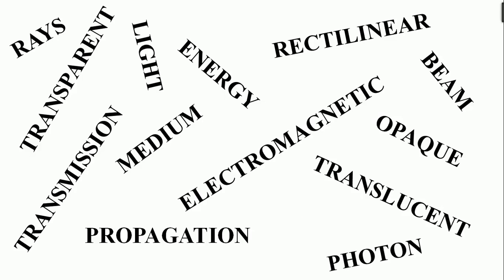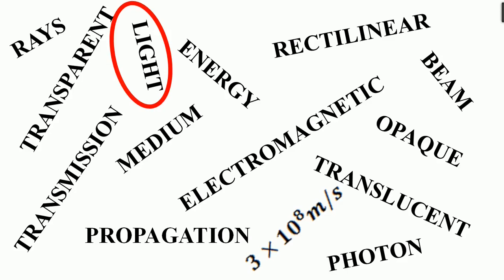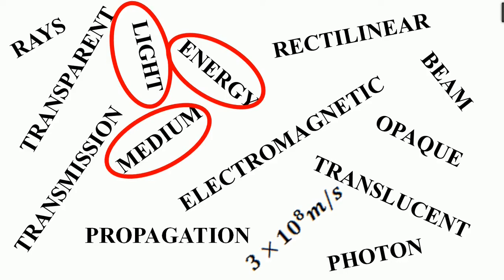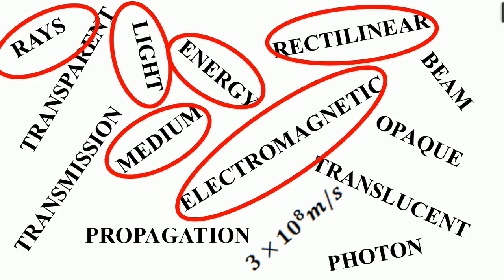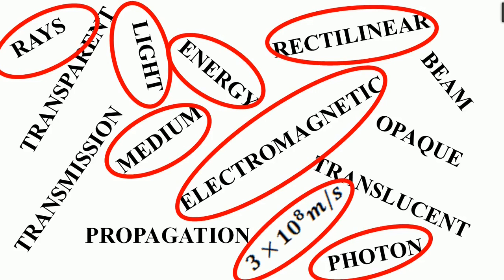Now let's summarize the video. Light is a form of energy and it moves through a medium, and it always travels in a straight line, that means rectilinear motion. The straight line through which light travels is called a ray, and light is a form of electromagnetic wave. Light also has particle nature, and the particle of light is called a photon, and the speed of light in vacuum is 3 into 10 to the power 8 meters per second.